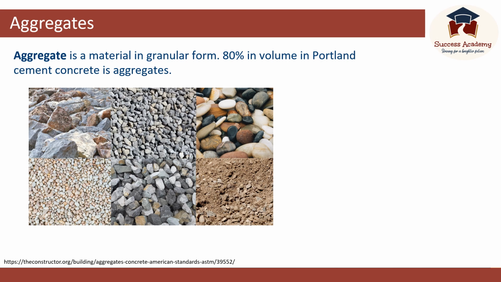Apart from admixtures, we have cement, water, and aggregates in a concrete mix. So far, we have discussed cement and water. Now we are going to discuss aggregates. Aggregate is the material in granular form. 60 to 80% in volume in a Portland cement concrete is aggregate. So it is important to learn about aggregates because the concrete properties depend on aggregate properties.